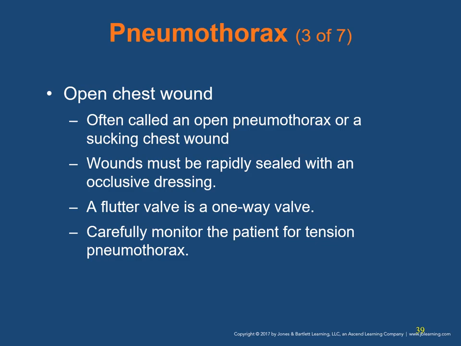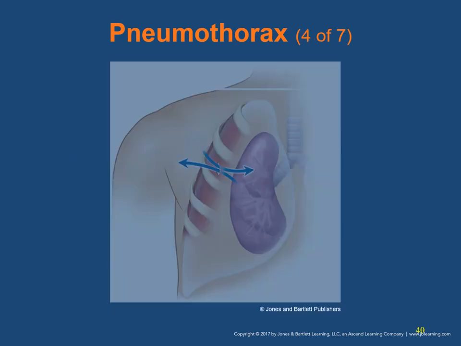After applying the dressing, carefully monitor the patient for signs of tension pneumothorax. If it develops, open the occlusive dressing on one side. Consult local protocols and manufacturer guidelines. The illustration on this slide shows a sucking chest wound. The air passes from the outside into the pleural space and back out with each breath, creating a sucking sound.